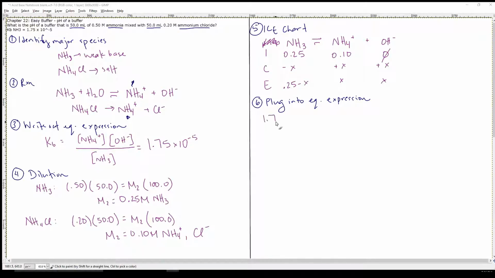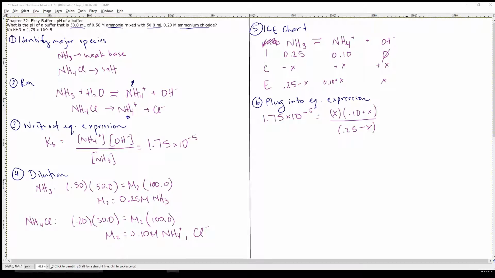So 1.75 times 10 to the negative 5 is equal to x. Oh, I forgot something up here. This should be 0.10 plus x for the ammonium. So we'll have x from the hydroxide times 0.10 plus x from the ammonium, all over 0.25 minus x.